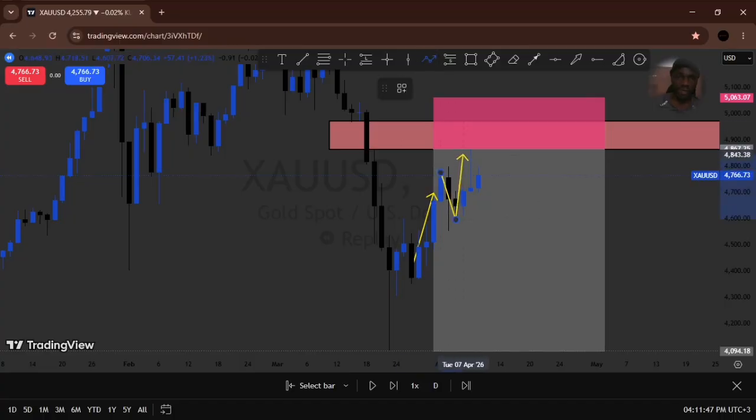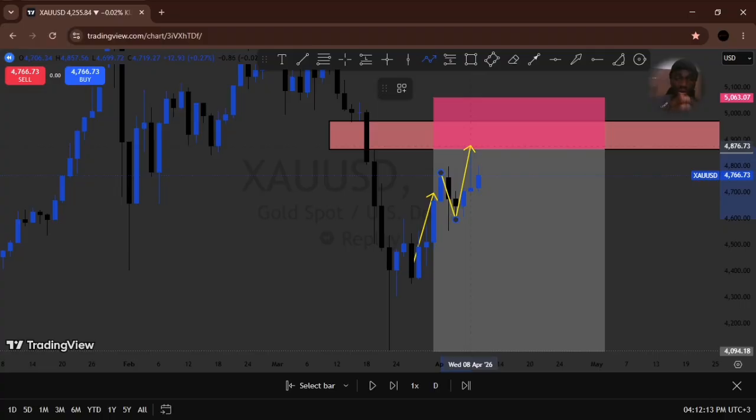So it first formed the first rejection. The first rejection is showing that buyers are rejecting higher prices. What does it mean? Since buyers are rejecting higher prices, it means that sellers are now taking over the market. Buyers rejecting higher prices means that buyers are losing control in the market. So that's the first indication.